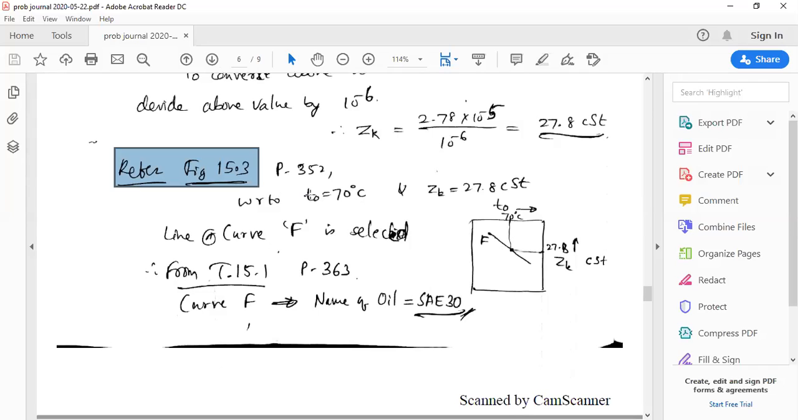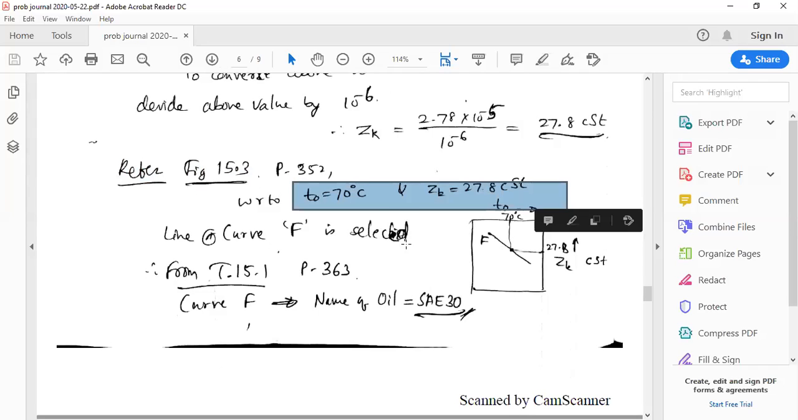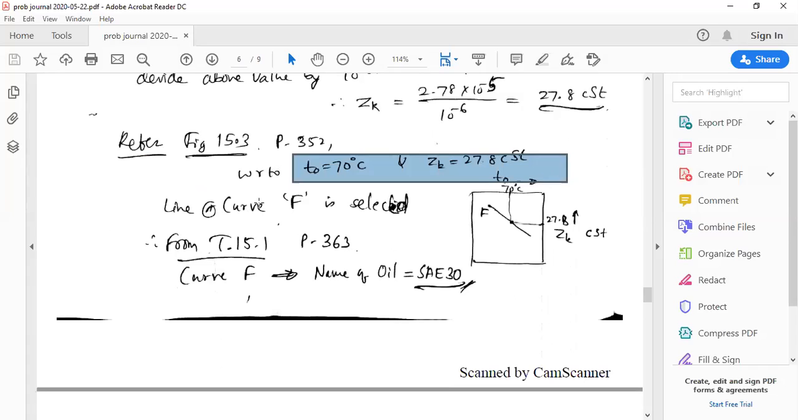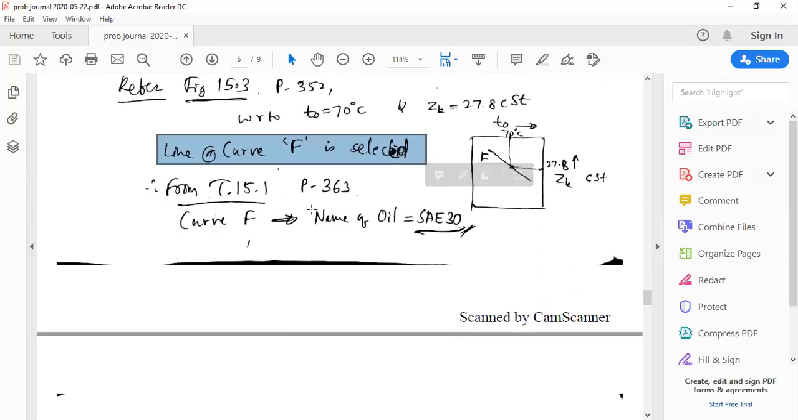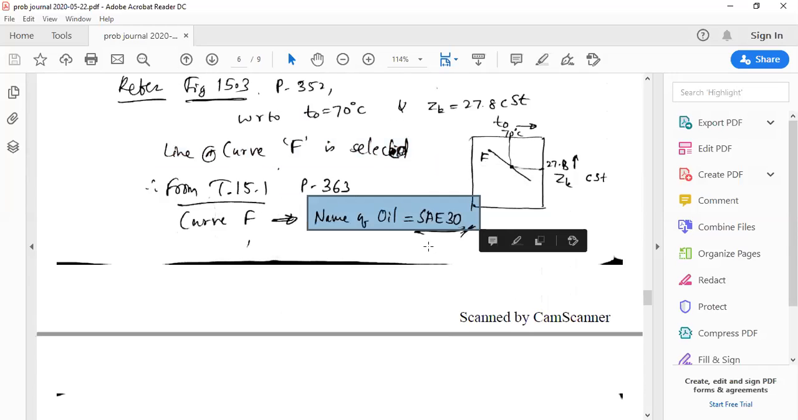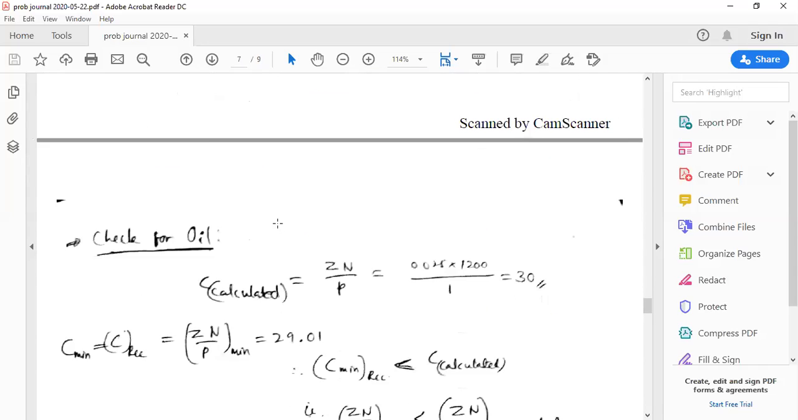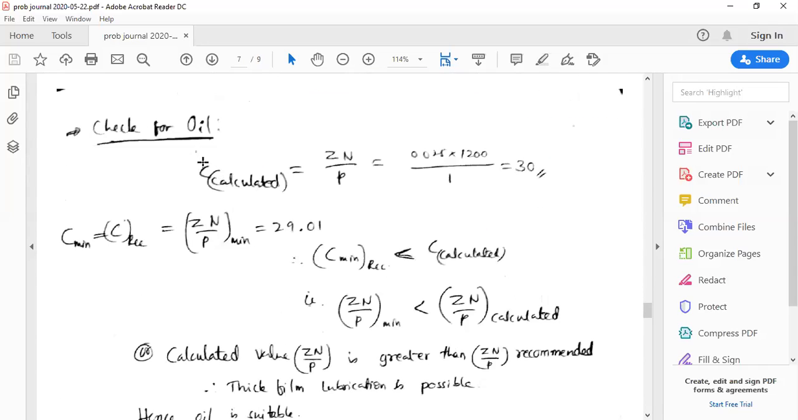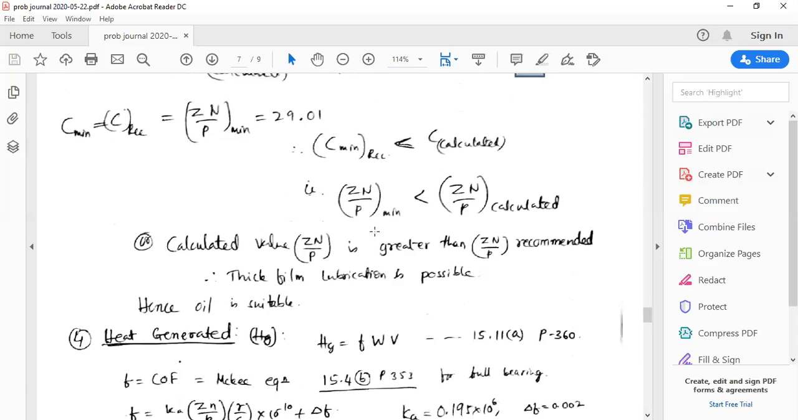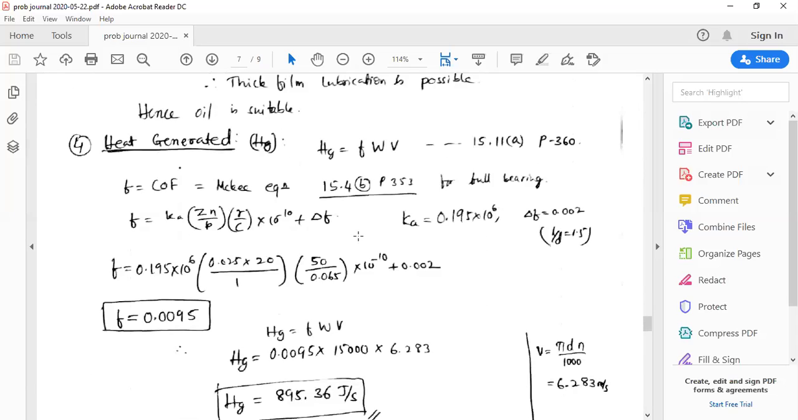If we use these two values, operating temperature and Zk in centistoke, what we select here is the name of the curve, and then we have to fix the name of the oil by referring to table number 15.1. Like that we have to check the oil. Here we have to calculate the minimum bearing modulus. The bearing modulus is more than the recommended value, which is obtained here as 30. Hence the oil is suitable.